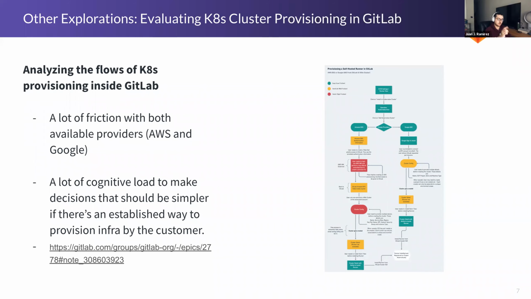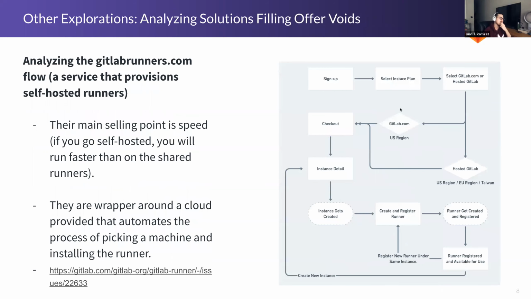There's a link there. I'm going to share the slides if you want to check the actual reasoning behind that. But anything that's red or yellow here means that there's a lot of friction, basically. So you can see that mostly just some parts are green. So not good.